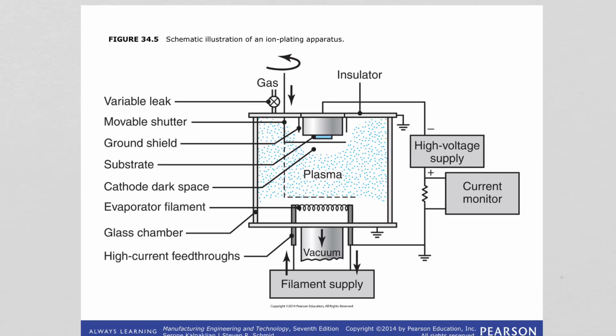Here the bombardment prior to deposition is used to clean the substrate surface. During deposition, the bombardment is used to modify and control the properties of the depositing film. So as we said, it is basically a combination of sputtering and vacuum evaporation.